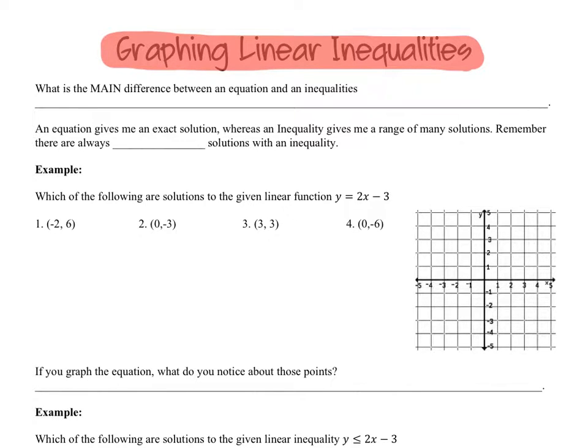Well, an equation has an equal sign. Where an inequality has a less than, a greater than, a less than or equal to, or a greater than or equal to sign. So that's the biggest difference. An equation has an equal sign, and an inequality has one of these 4 main symbols. Remember, one of these 4 main symbols determines a possible range of solutions.